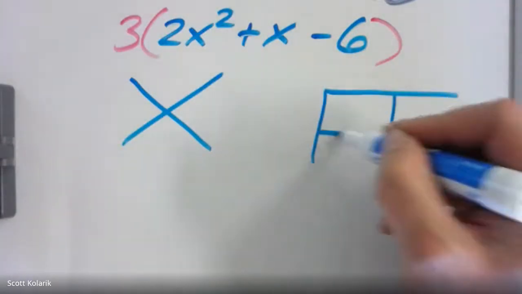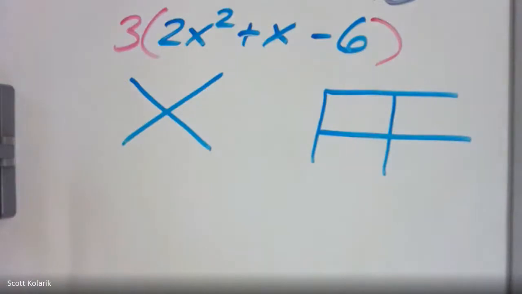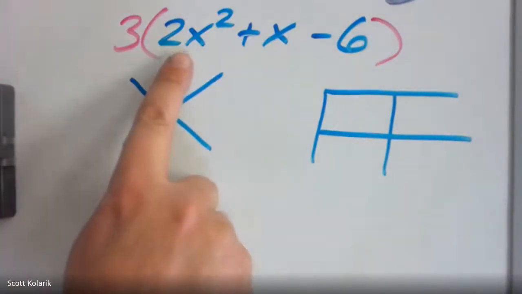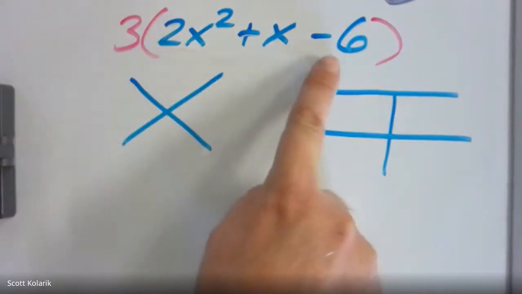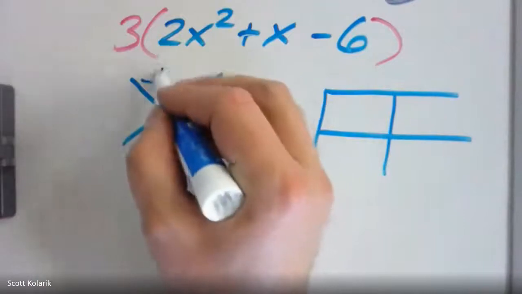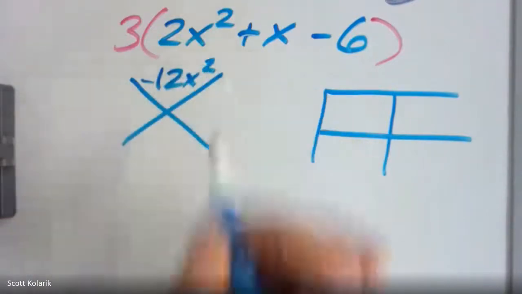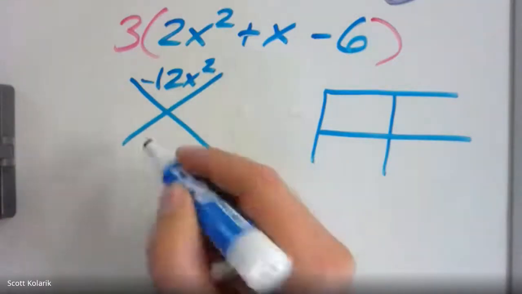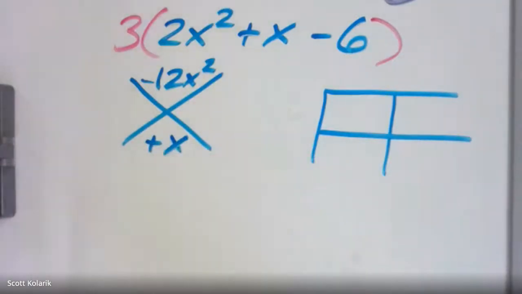Right, X and table. What I'm going to be doing here is, for the top of my X up here, I'm going to take the first term, this 2x squared, and multiply it by my last term, this negative 6. And that will give me negative 12x squared. The bottom of my X is the other term, the middle term, in this case, positive x.